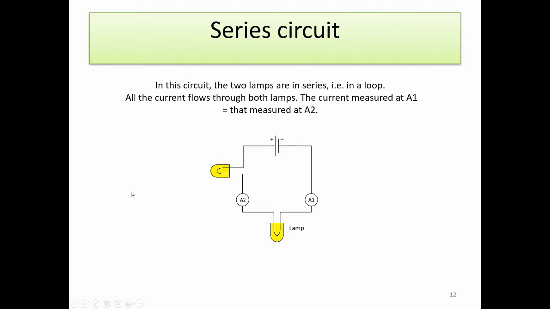Then we come on to a series circuit. In this circuit, the two lamps are in series, i.e. in one loop. All the current flows through both lamps, so the current measured at A1 would equal the current measured at A2.